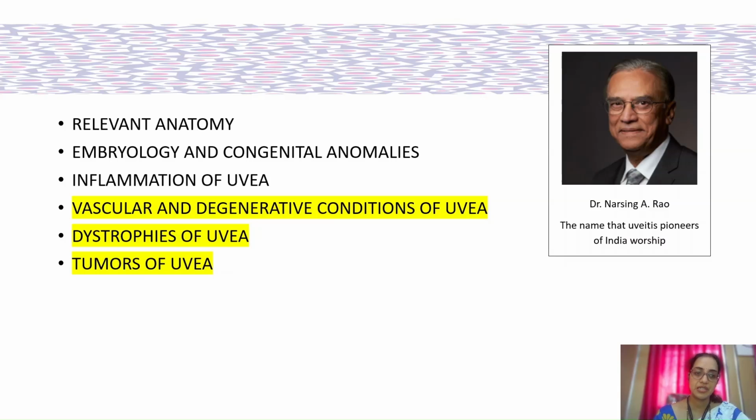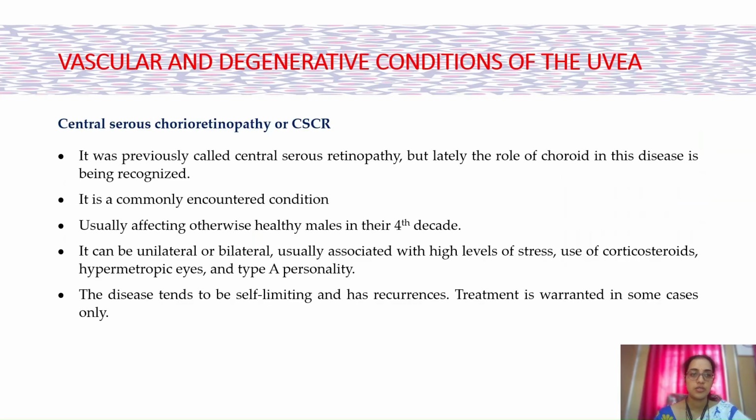Today we'll be discussing the miscellaneous topics in Uvea, that is vascular and degenerative conditions, dystrophies and tumors. So the most common degenerative condition is central serous chorioretinopathy. Earlier it was known as CSR, that is central serous retinopathy. But lately the role of choroid has been recognized in this, and so we prefer to call it CSCR. And that's why I have included this in the Uvea chapter.